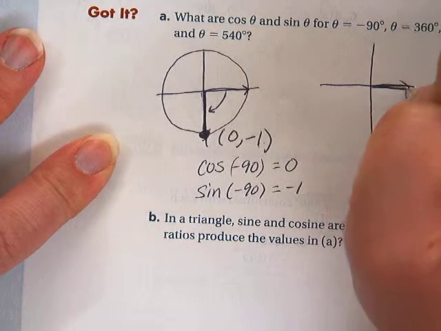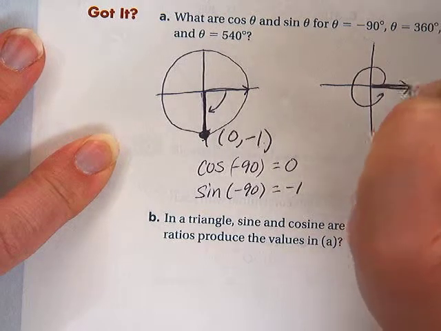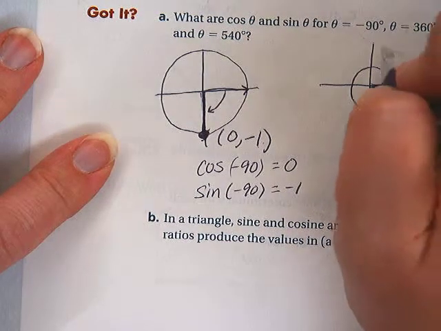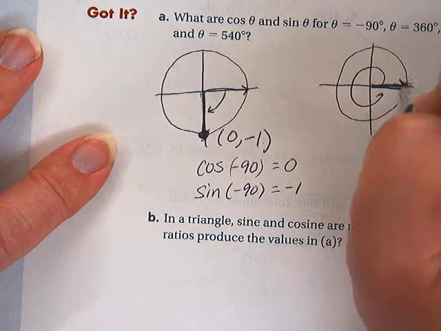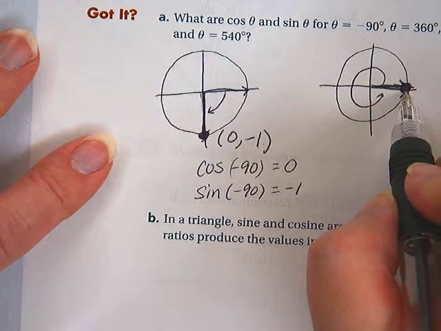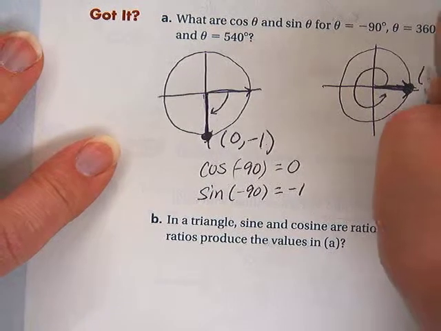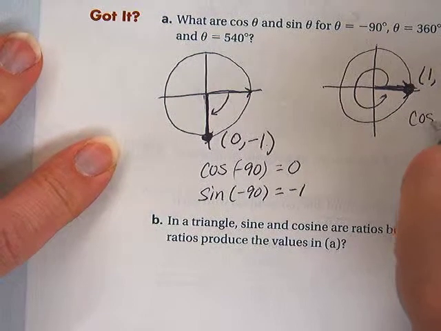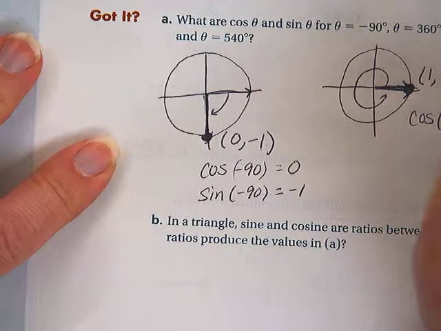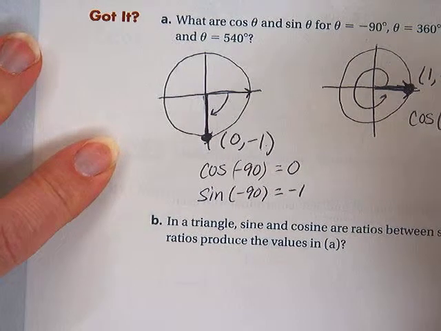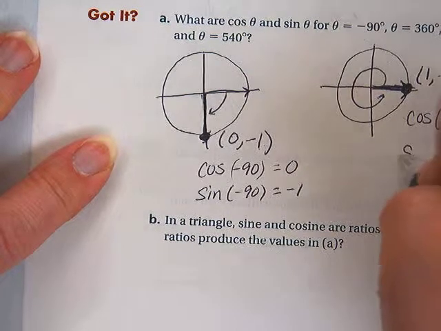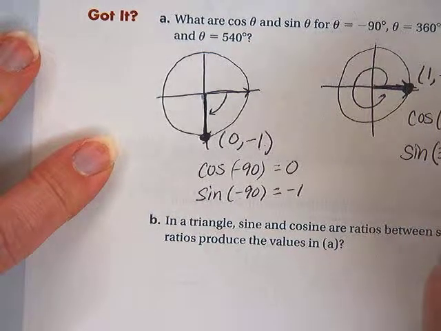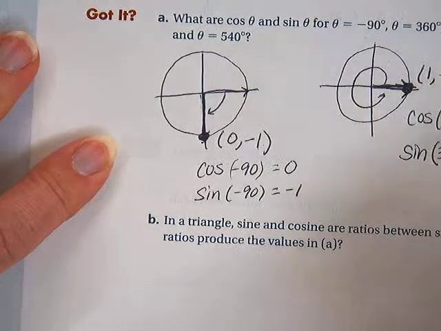That means we start here, we go all the way around, and the terminal side is right on top of the initial side. Imagine that this is intersecting our unit circle, which has radius 1. So where is that point located on our graph? The x value is 1 and the y value is 0. Since cosine equals the x value, and the x value is 1, the cosine of 360 is 1. Since sine is the y value, the sine of 360 is 0, because that's the y value.